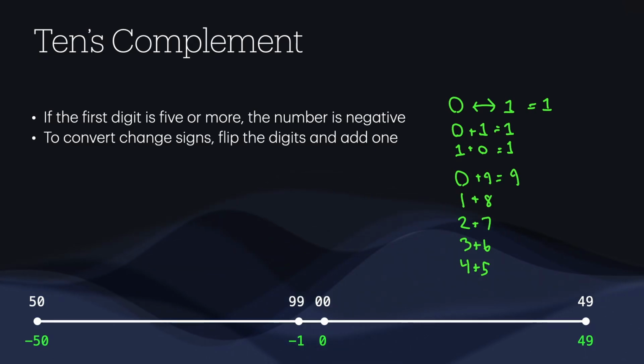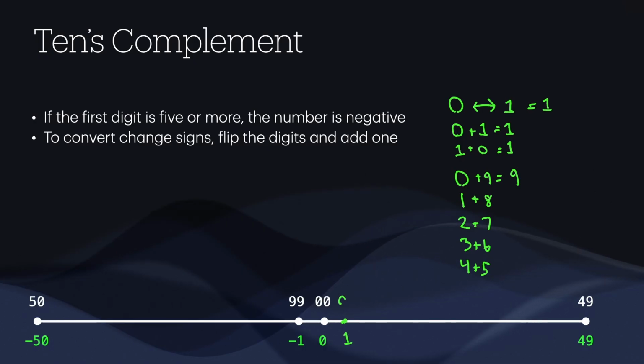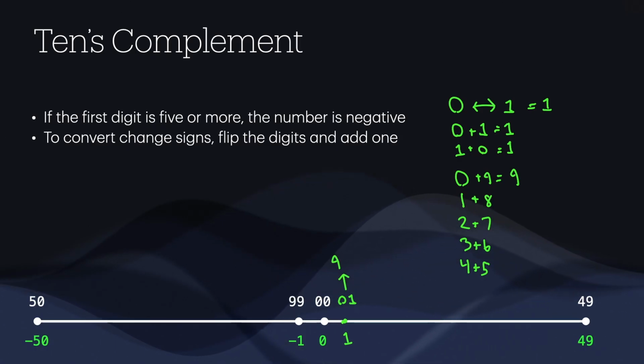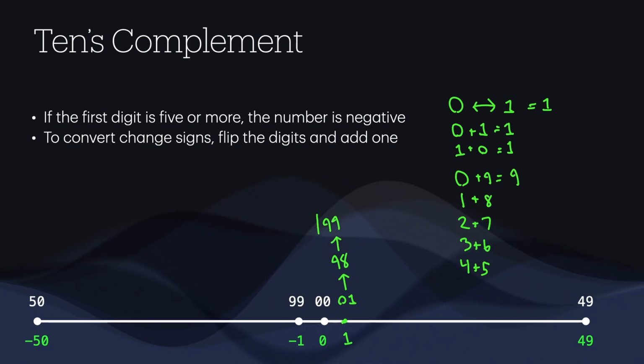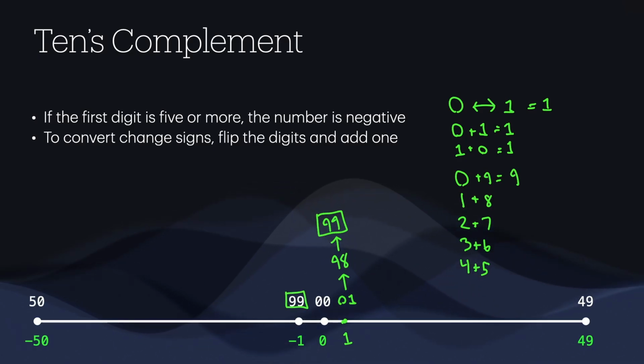So just like before, let's practice flipping positive 1 to negative 1. So positive 1 is going to be right here, and it's just 0, 1. First, you're going to flip the digits, and that's going to change to 98. And then you add 1, and that's going to be 99. 99 matches the value here. So we know that worked correctly as intended.